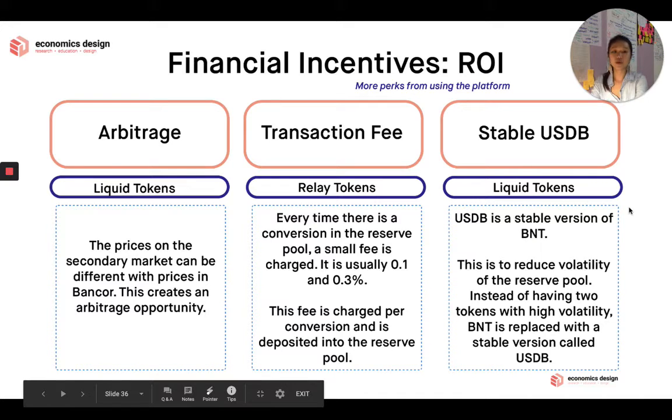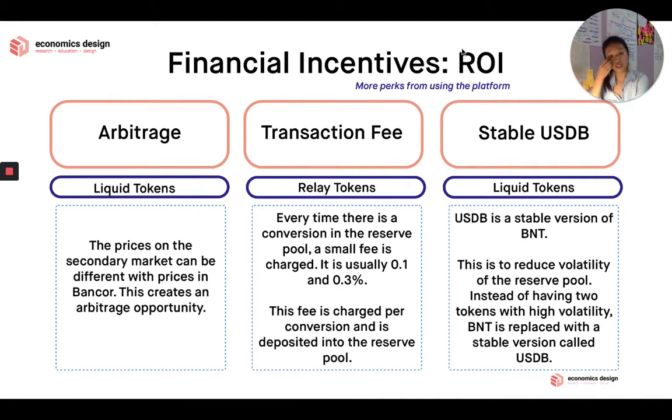And what about the other financial incentives? We look at returns. So just now was perks, now it's more perks. You have arbitrage, transaction fees again, and stable USDB. I said that it's possible that the secondary market can have a different price of BNT. Maybe BNT is listed on other exchanges and the price is different from BNT in Bancor's ecosystem. That is when arbitrage could exist, where your buy and sell prices are different. I can buy from one place and sell at another and earn the difference.